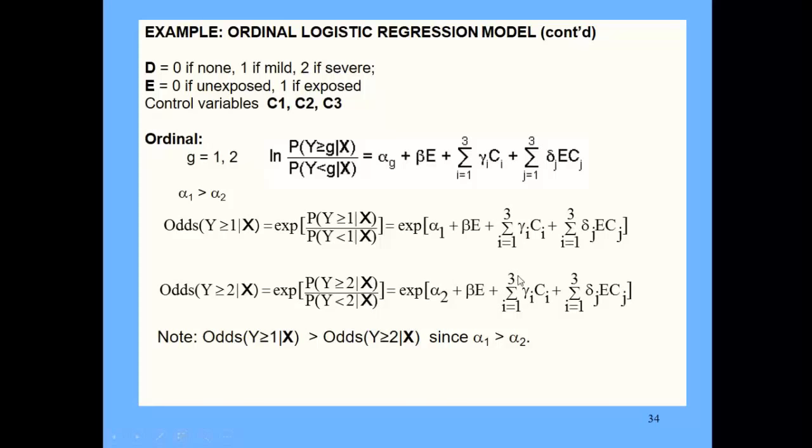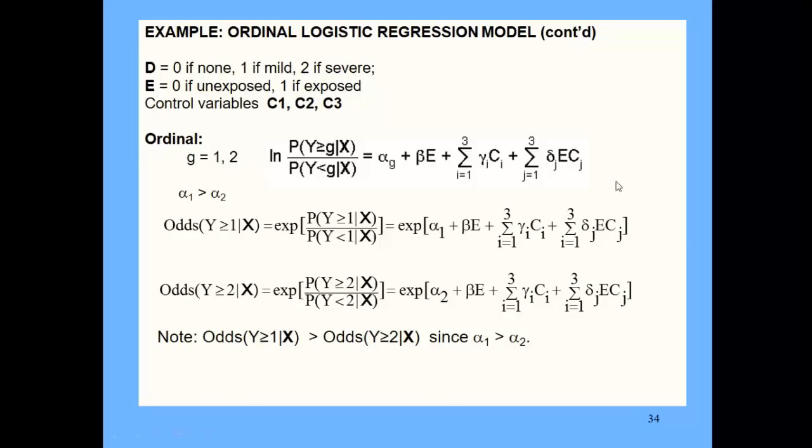And if I'm talking about the odds for y greater than or equal to 2, I take this formula, I plug in 2 for g, because I'm talking about the other value. You can only be greater than or equal to 1 and greater than or equal to 2 if you have 3 categories and it's 0, 1, 2. Everything's greater than or equal to 0. The probability that y is greater than or equal to 0 is 1, because it's 0, 1, or 2.